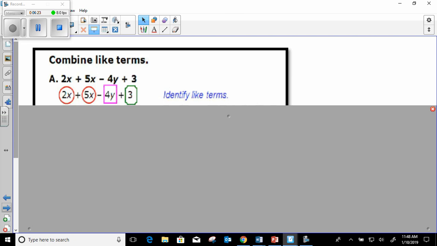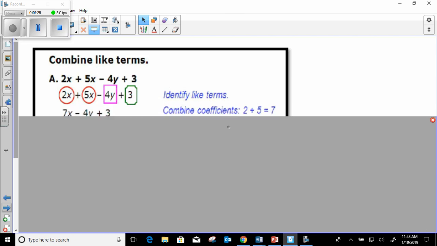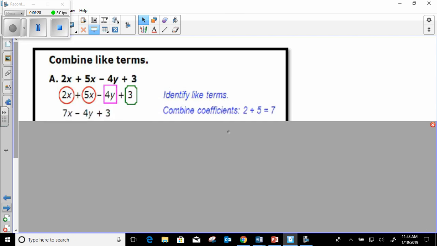All right, so now we're going to combine our like terms. And I always like to go in alphabetical order. So 7x minus 4y plus 3. So what did we do? We identified our like terms by circling them in different colors. And then we combined the coefficients, the 2 and the 5. That gives you the 7x. So the 2 is a coefficient, the 5 is a coefficient.